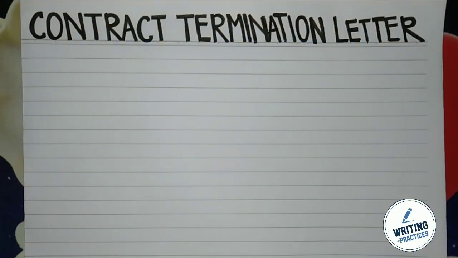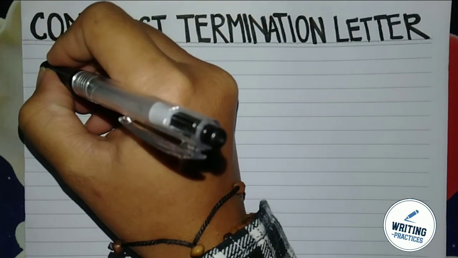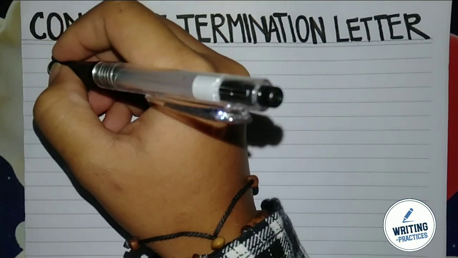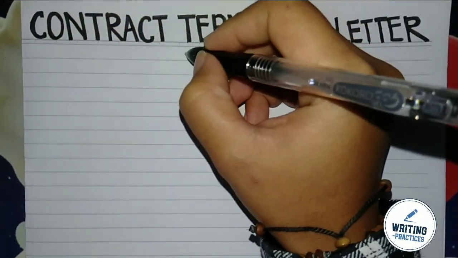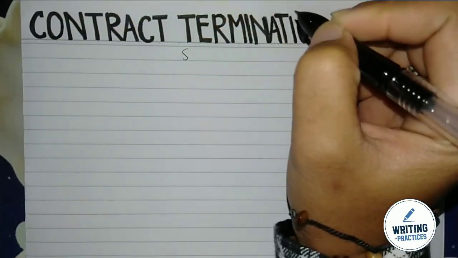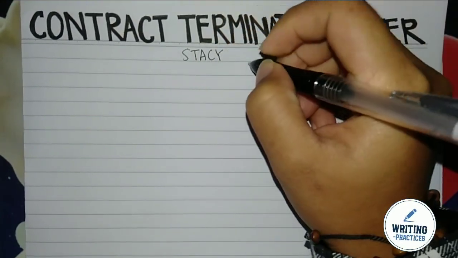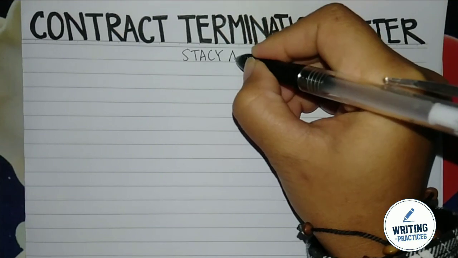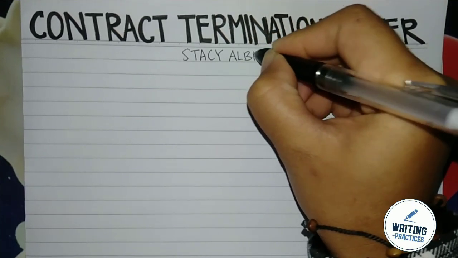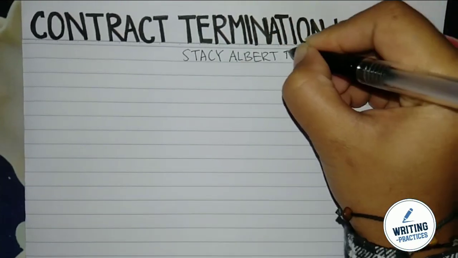Today, we are going to learn how to write a contract termination letter. What is a contract termination letter? A contract termination letter is a formal business notice sent from one firm to another intending to end a contract-based arrangement. Here, Writing Practices will show you how to write a contract termination letter step by step.